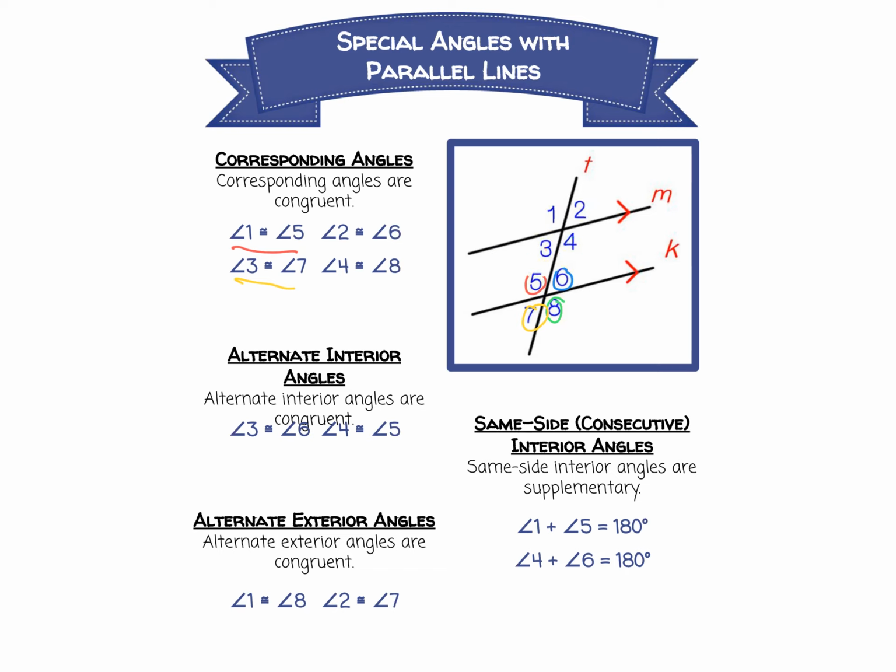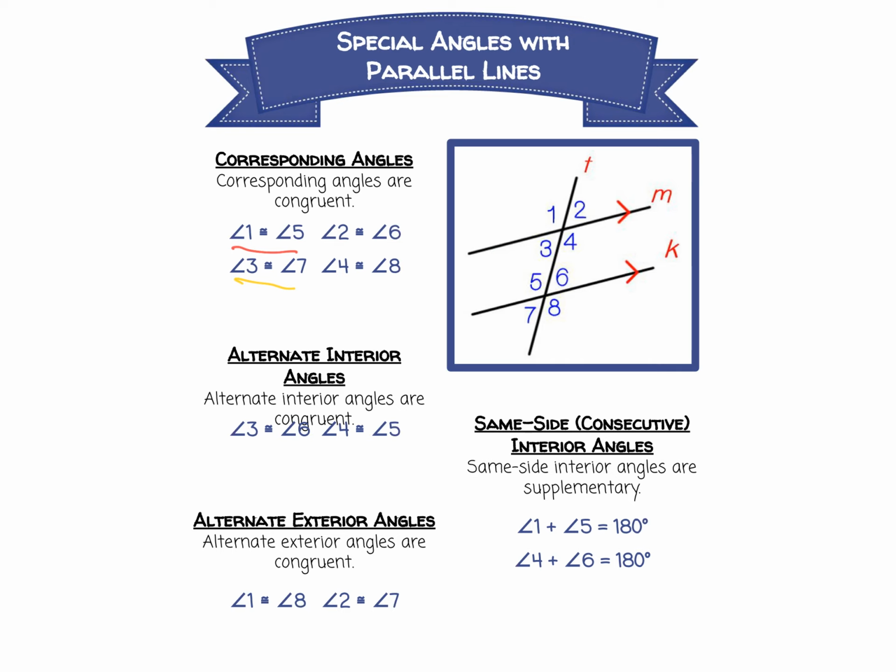I'm going to erase this so that we can talk about those again. But now we're going to talk about them in terms of alternate interior angles. Alternate interior means inside the parallel lines, so in between the parallel lines. Alternate refers to the fact that they're on alternate sides of the transversal, so on opposite sides.